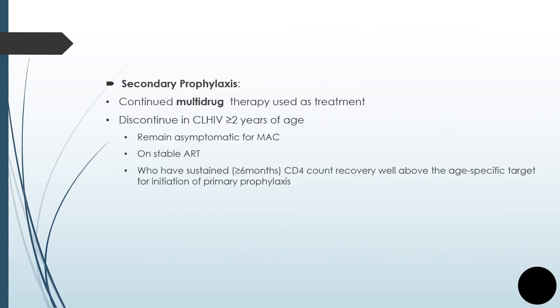Secondary prophylaxis is continued with the multiple drugs which were used as treatment, and in children who are more than 2 years of age, discontinuation can be considered when they remain asymptomatic for MAC, they are stable on ART, and have sustained CD4 count recovery well above the age-specific targets which were used for initiation of primary prophylaxis.